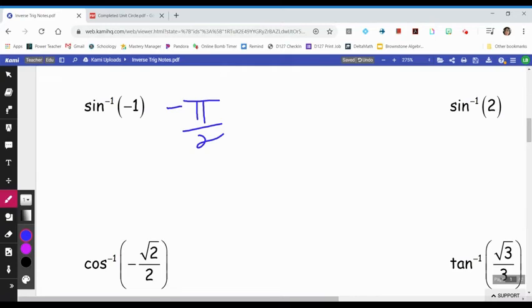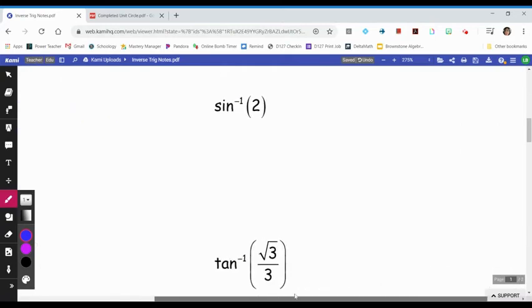Then on to our last sine problem. Sine inverse of 2. Where is sine 2? Remember, the input value is our domain. Since 2 does not fall within the domain values of our inverse sine function, we actually cannot answer this problem. So when our input values don't fall in the domain, we describe this as being undefined.